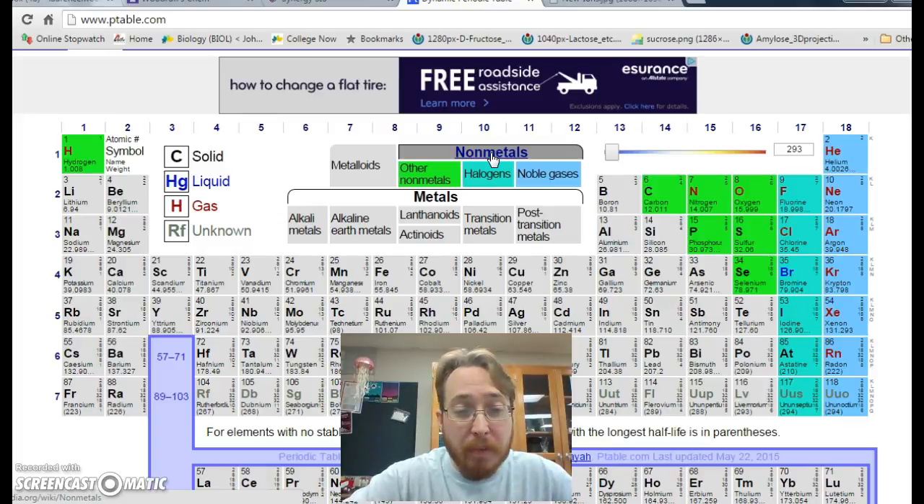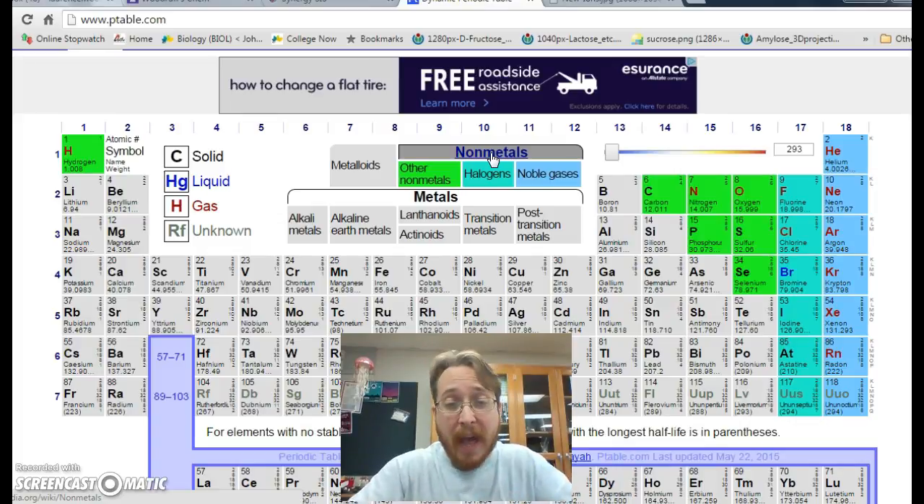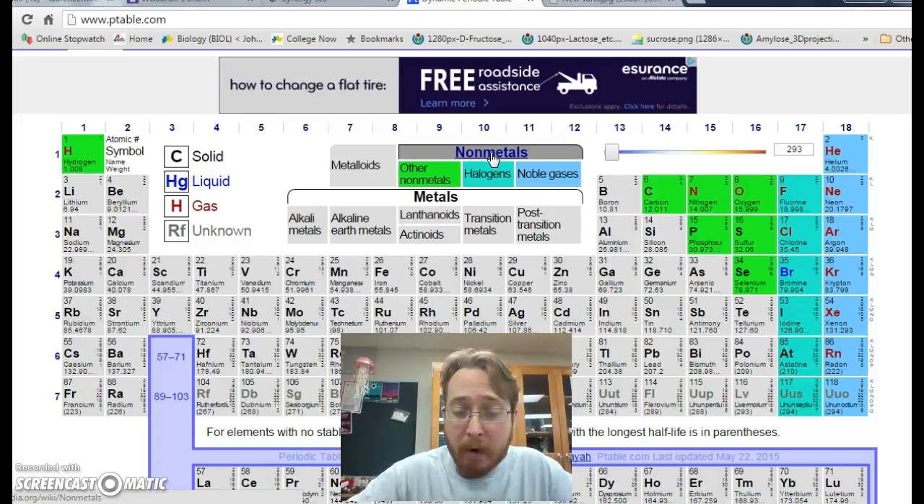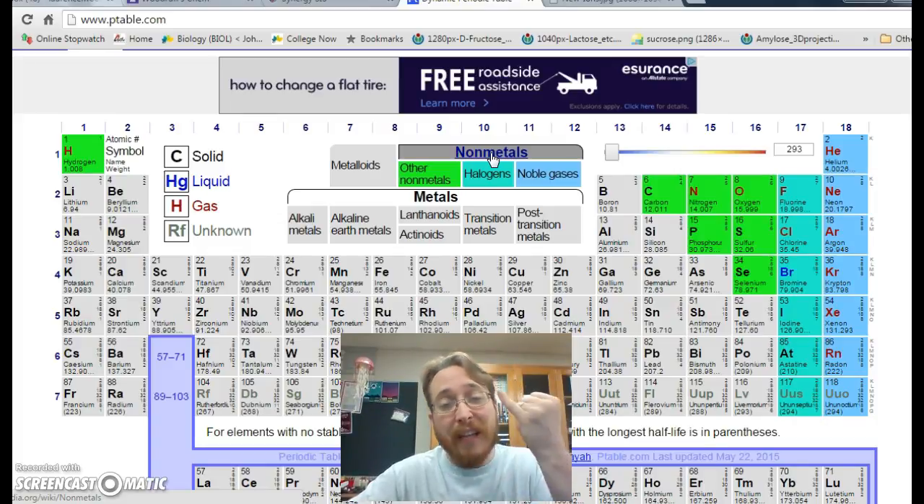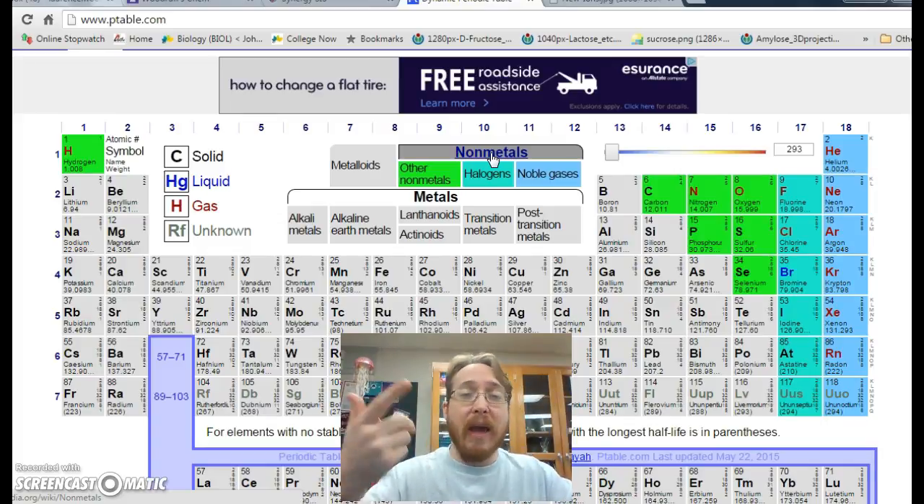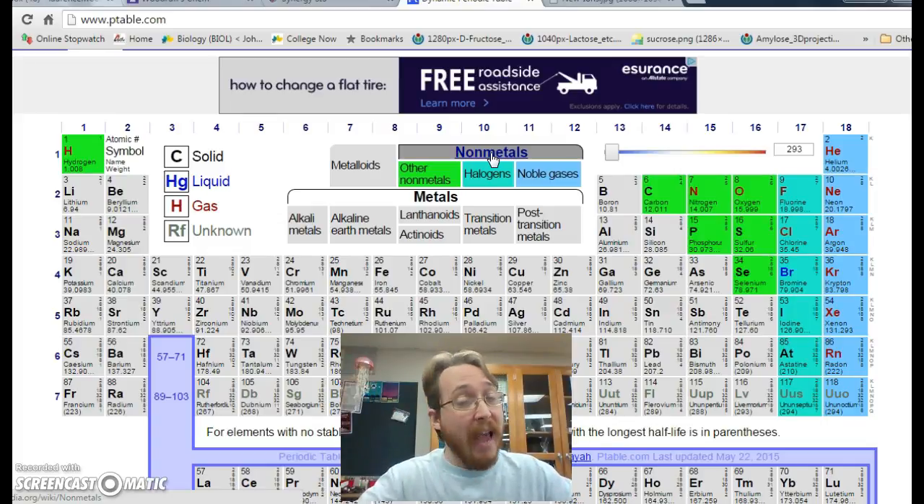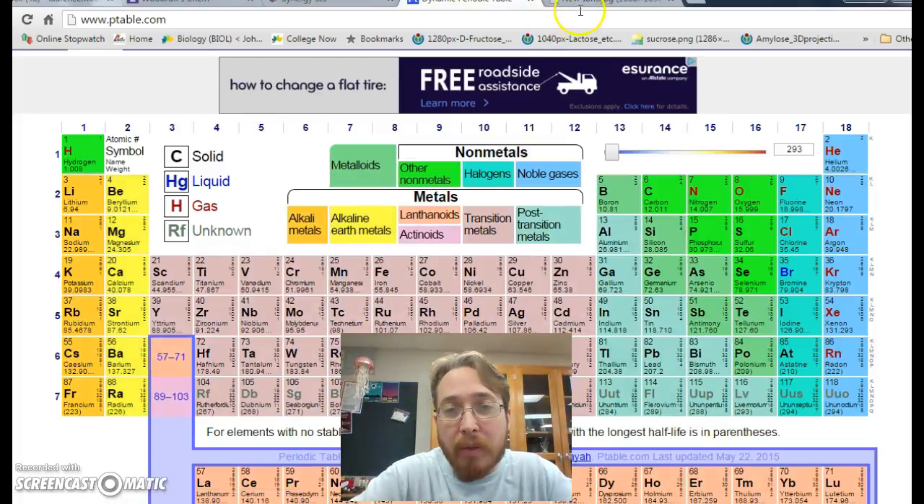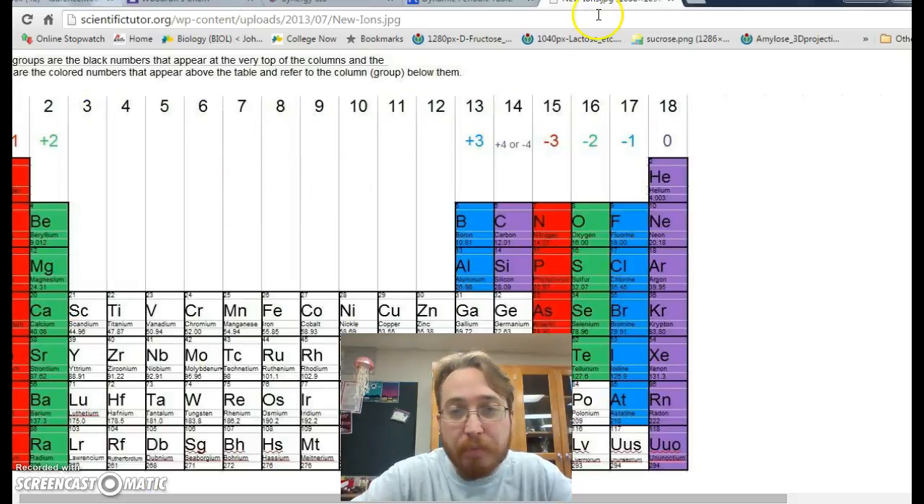There are terms for this. An ion is formed once an atom gains a charge. And if the ion is a metal and it loses electrons and it gains a positive charge, it is called a cation. Cations are positively charged. And if I am a nonmetal and I gain electrons and I gain a negative charge, I am called an anion. So let's take a look at these charges here.